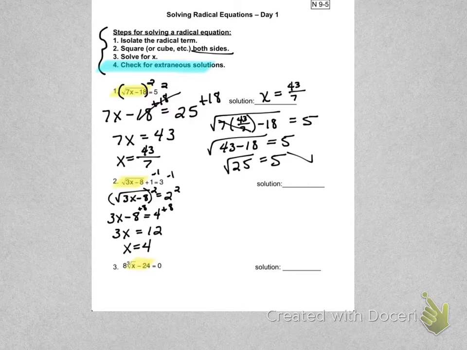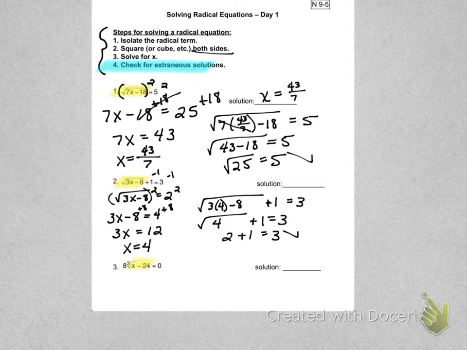Now let's check it. Again, you always need to check. The square root of 3 times 4, minus 8, plus 1 equals 3. And remember, the plus 1 is not under the square root. So we have 12 minus 8 is 4, plus 1 equals 3. Square root of 4 is 2. 2 plus 1 does equal 3. And so x equals 4 is a good answer for that equation.